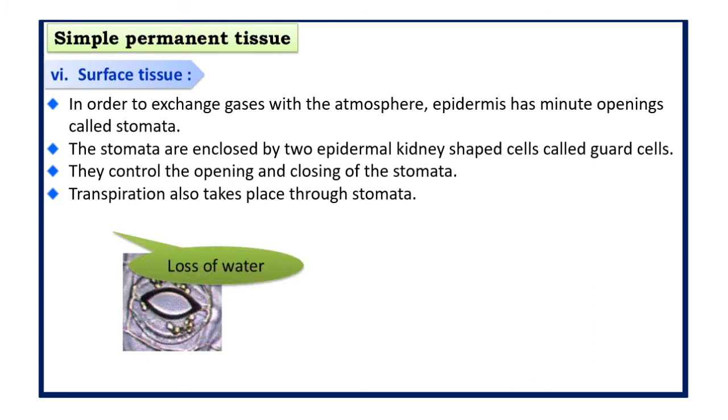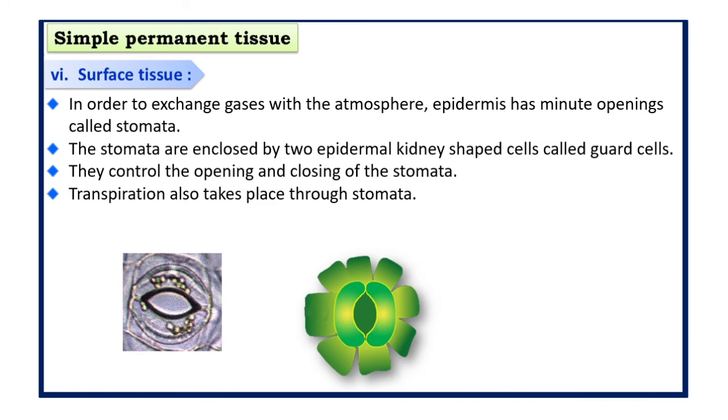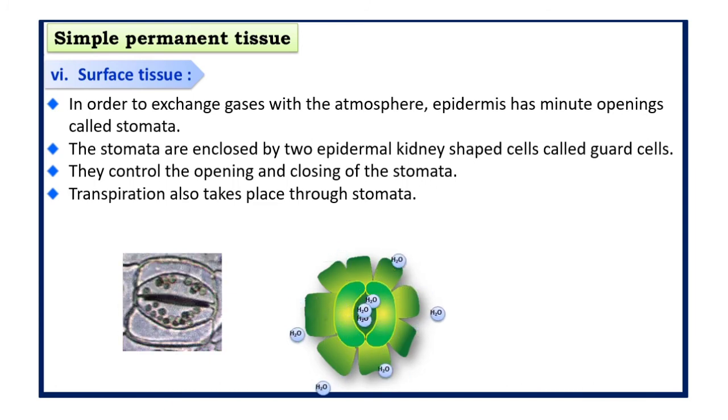Transpiration takes place with the help of these stomata. So what is transpiration? It is the loss of water from the plants in the form of water vapor. So this is all about the surface tissue.